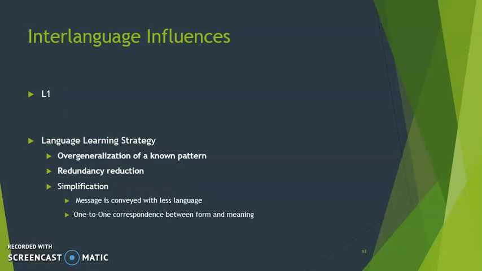Another pattern is called simplification. That's when the message is conveyed with less language. It's more of a basic variety. And simplification can also be in the case where the learner is expecting a one-to-one correspondence between form and meaning. So if, for instance, the be verb is functioning as a linking verb, it might be hard for a learner to understand that it could also function as the auxiliary for a progressive aspect or something like that.